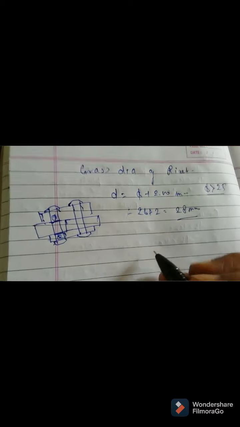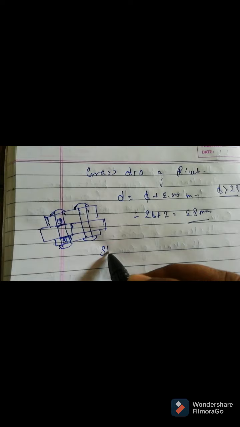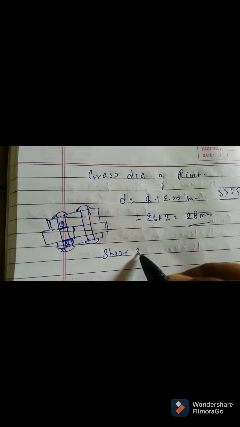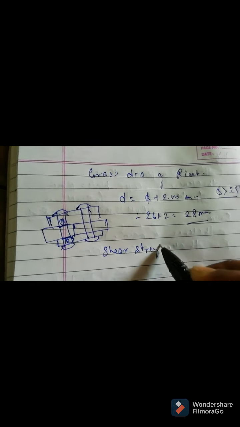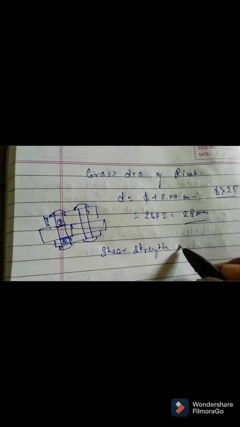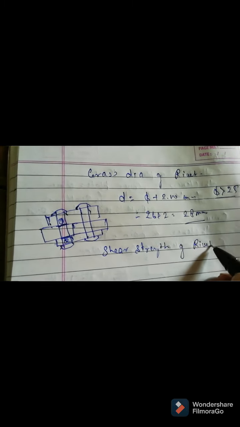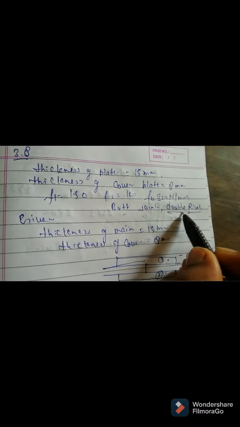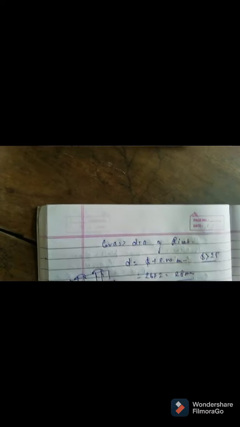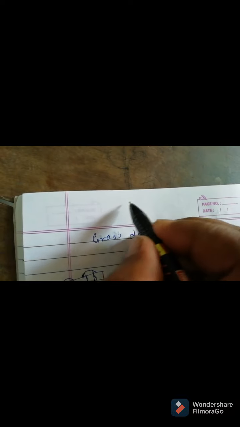So now here the shear strength of rivet. In your question, see that it says the double rivet. Double rivet means two rivets have been used. Okay, so let's draw again.